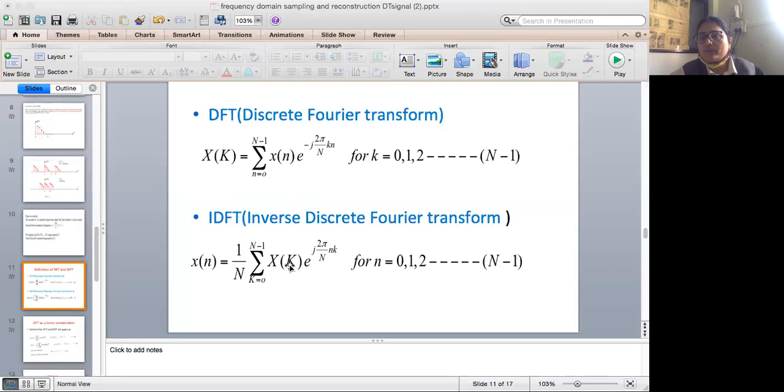Now, if the frequency domain signal is available and I want to convert it back into the time domain, I will have to use IDFT. IDFT stands for inverse discrete Fourier transform, with which we can convert a frequency domain signal into a time domain signal. With this we convert frequency to time, and with the other we convert time to frequency. These are the two formulas which we are going to use further for our calculations.